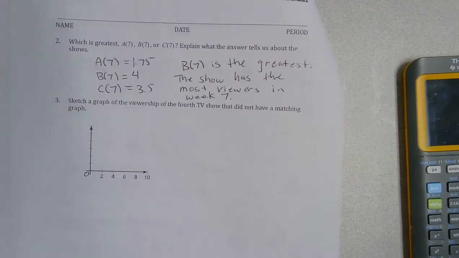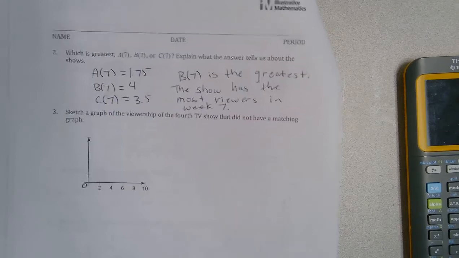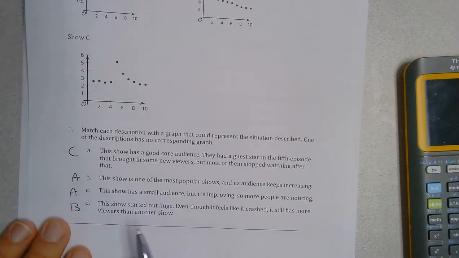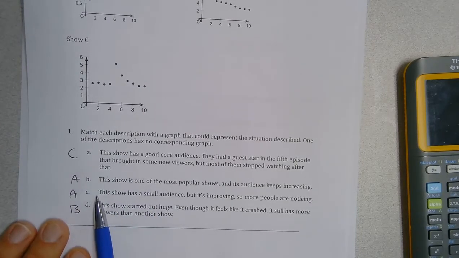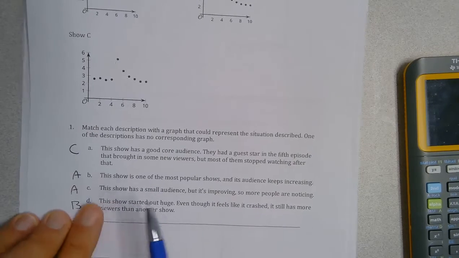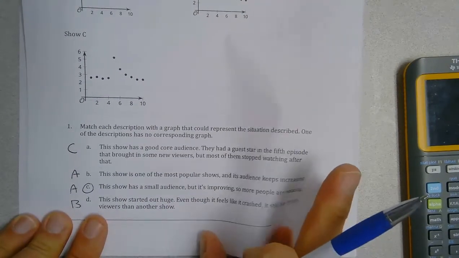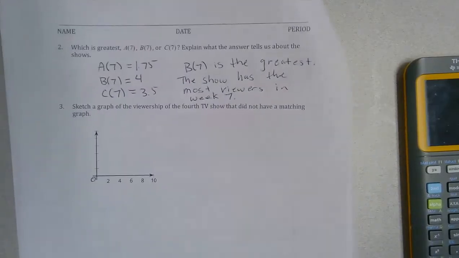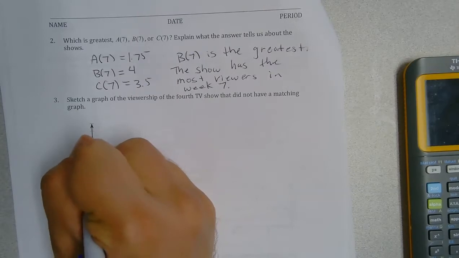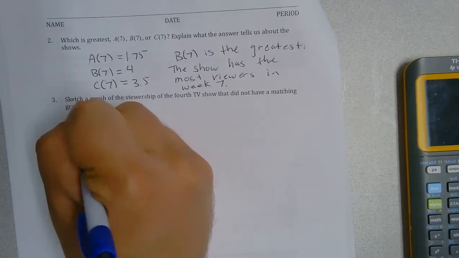So now, sketch a graph of viewership of the 4th TV show that had nothing to do with matching the graph. So let's look here. I would pick the 4th TV show to be C. So it has a small audience, but it's improving and more people are noticing. So we could say that this is maybe 0.2, 0.4, 0.6, 0.8, 1.0.